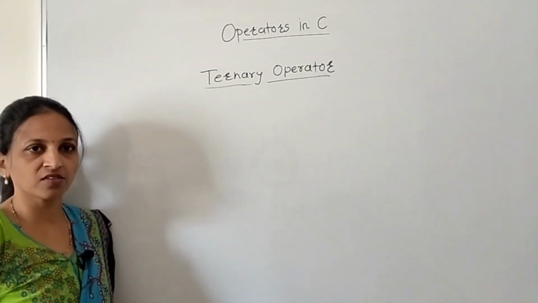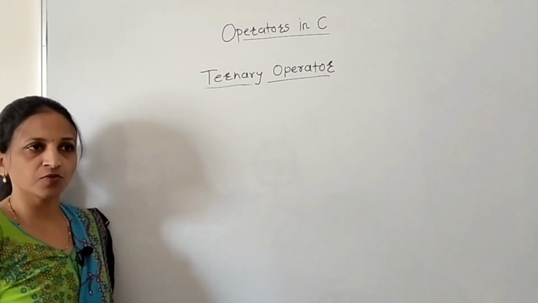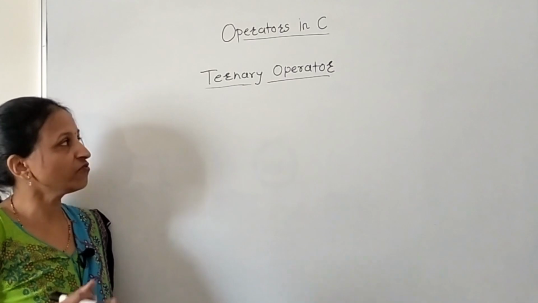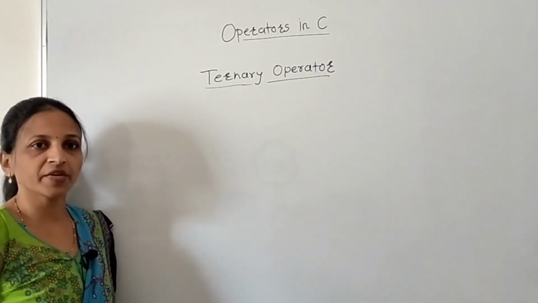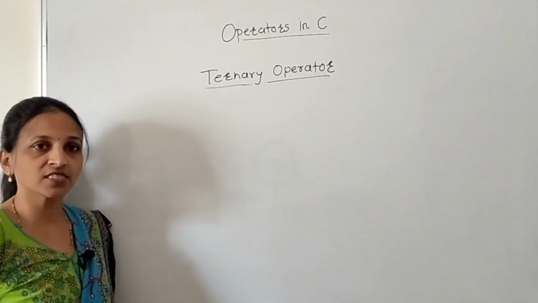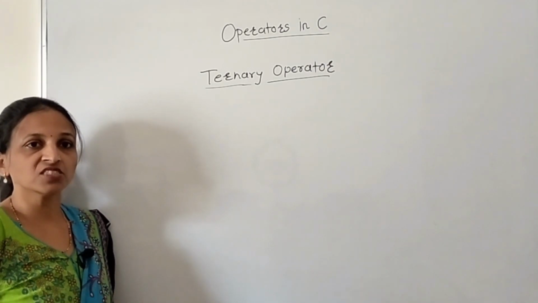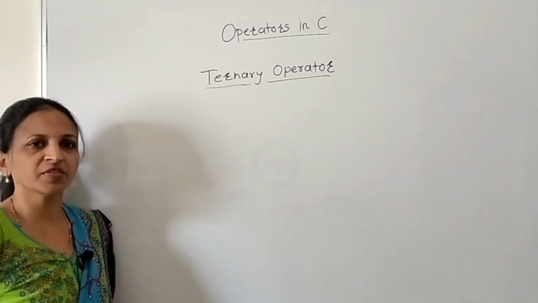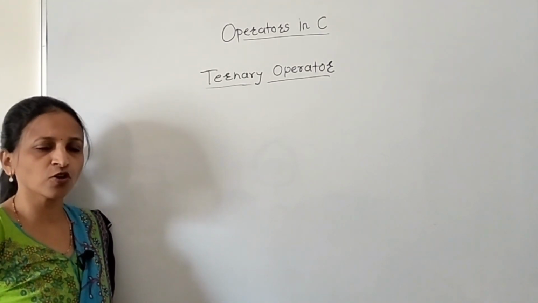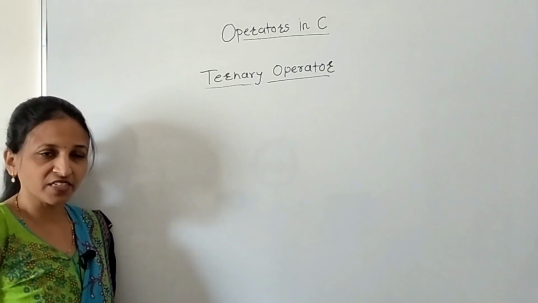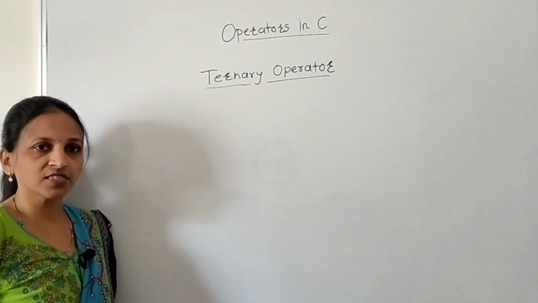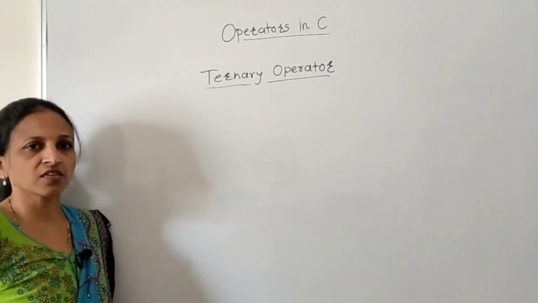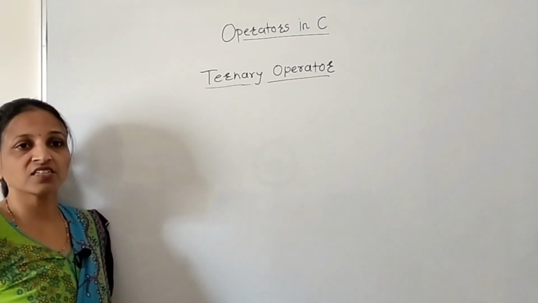is the ternary operator. In mathematics there are only unary minus and binary operators available, but C is providing one more operator, that is the ternary operator. The ternary operator is also called a conditional operator because this operator is normally used in decision making. Decision making means whenever you want to take any decision, you want to check for something, and depending on the result you want to do a particular action, then that is nothing but decision making, and inside that this operator is used.